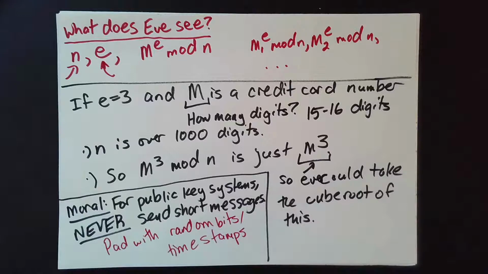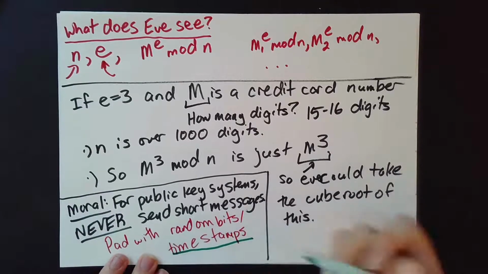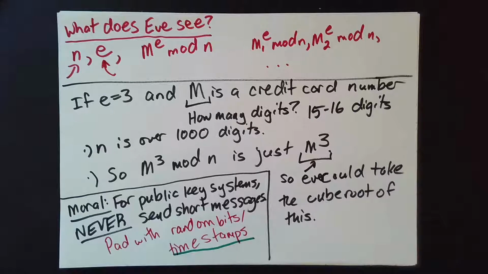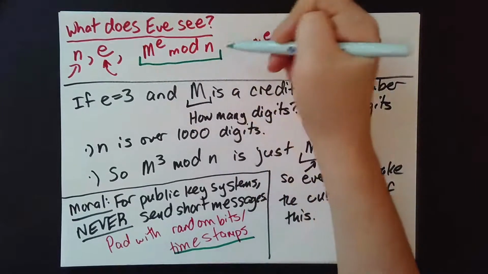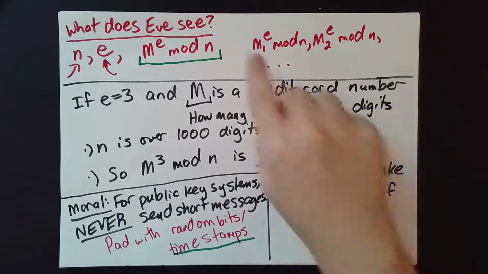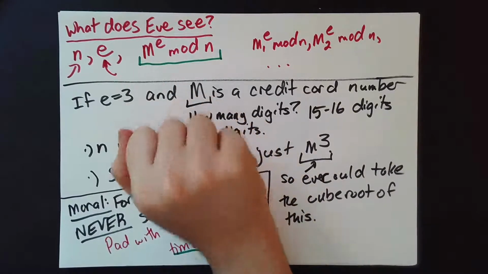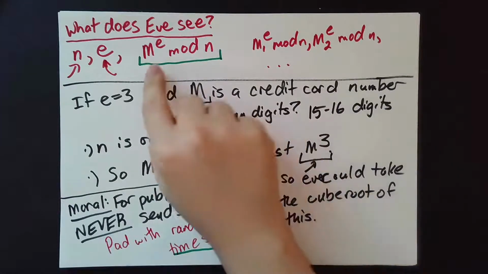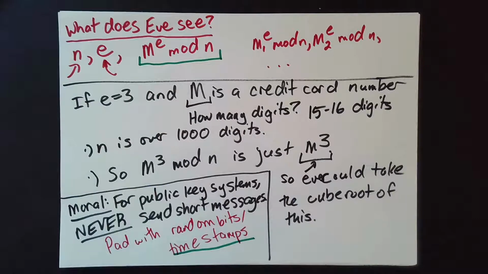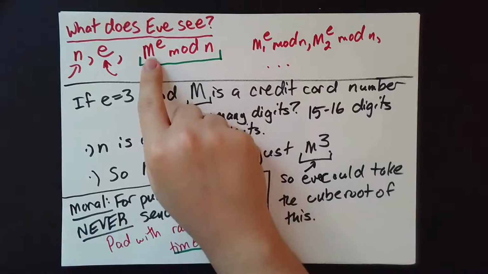There is a second security reason why you probably want to include timestamps in messages. And the second reason is that, again, if you imagine Eve is sitting here watching all of this happen, when Eve sees m to the e mod n, Eve now knows that this is a message that means something. And she might be able to infer what kind of message this is. And so something that Eve could very easily do, if there was no timestamp included in the message, is to, a few months later, send Alice the message m to the e mod n and see what happens.